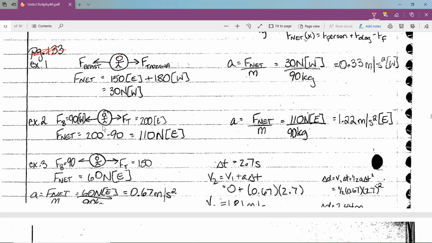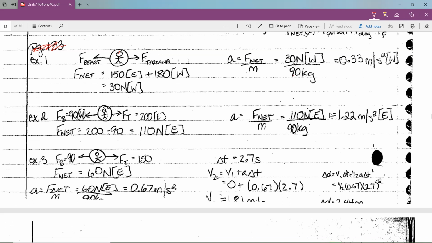Now in the second case here, Tarzana has been working out and is pulling 200 newtons to the east on Tarzan, and the beast has gotten tired, only 90 newtons to the west. So my net force is 200 minus 90, which is 110 newtons going to the east. So that's my net force. My net acceleration is just the net force over the mass. So 110 newtons over 90 kilograms, 1.22 meters per second squared going to the east. So Tarzan is going to the east at that value.